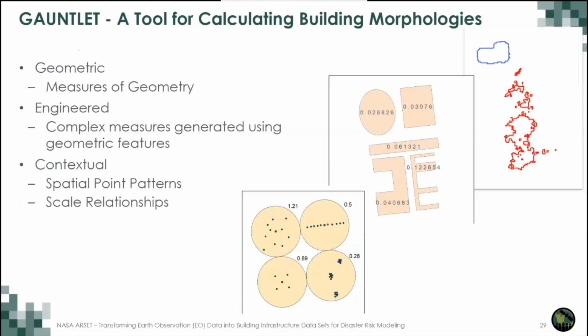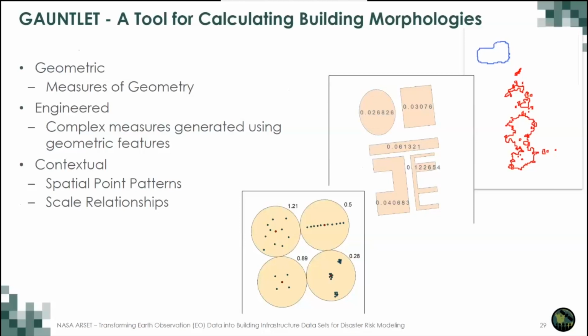Some of those measurements are very simple measures of geometry like area, perimeter. Some are engineered and describe something a little more complex. These are complexity ratio, compactness, roughness, things like that. And then there are also contextual measurements, and these come from spatial point pattern analysis, if you're familiar with that domain, and also scale relationships. This could be, for example, the number of structures that surround the one particular building you're trying to describe, or maybe even the pattern of how those buildings are placed within a certain amount of space.